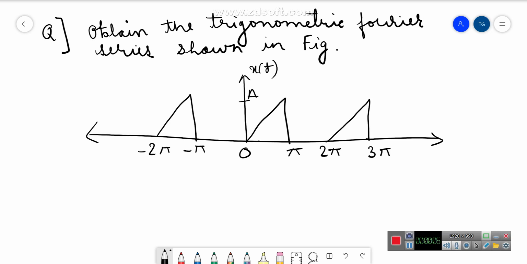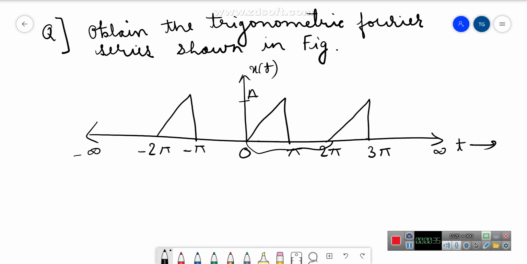So in this video we will see how to calculate the Fourier series for the waveform shown in the figure. As it is given in the figure, we can observe that it is a sawtooth waveform having sawtooth nature from 0 to pi, and it is 0 from pi to 2 pi. So the nature of the signal from 0 to 2 pi is being repeated from minus infinity to infinity.